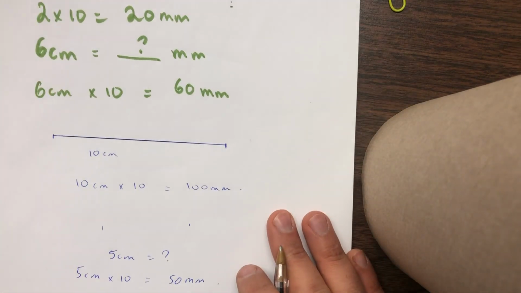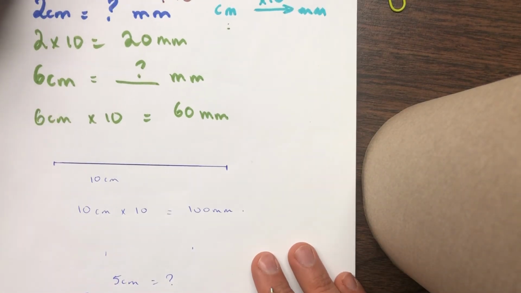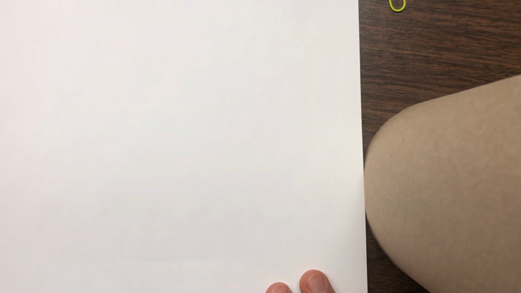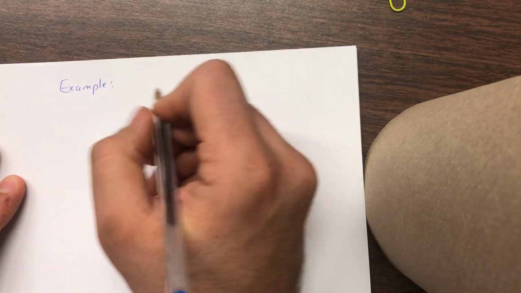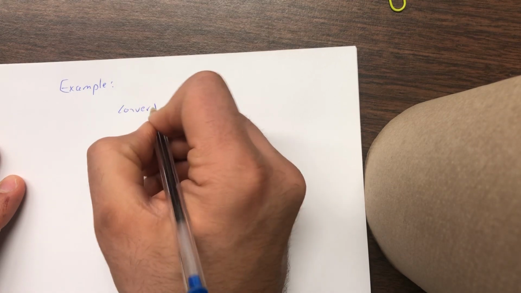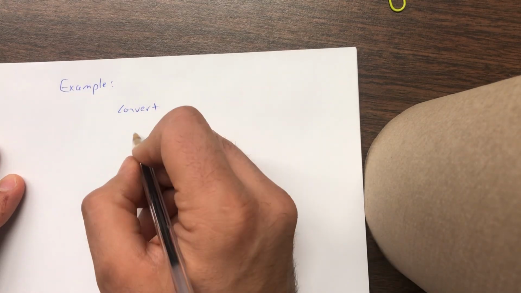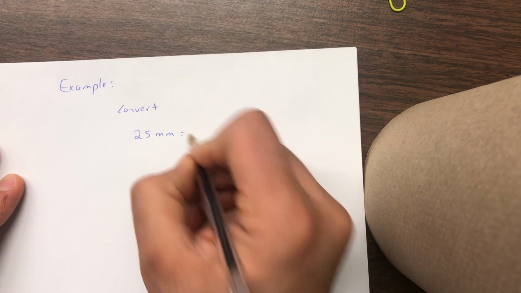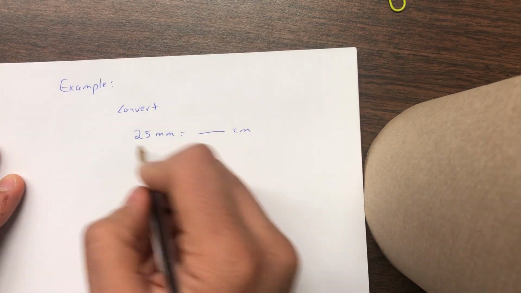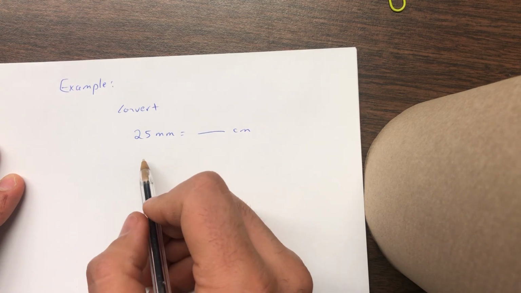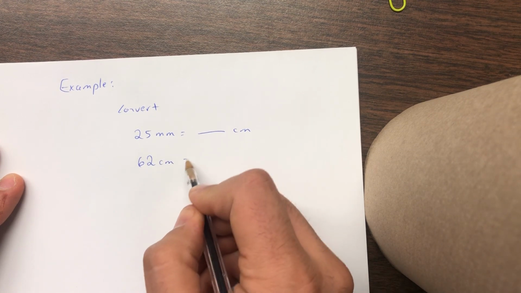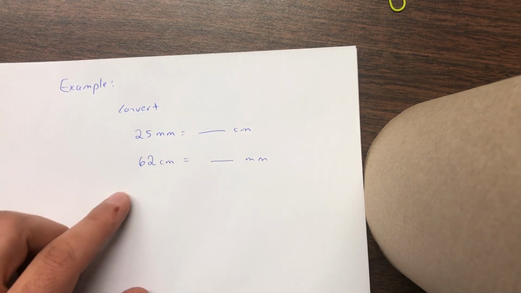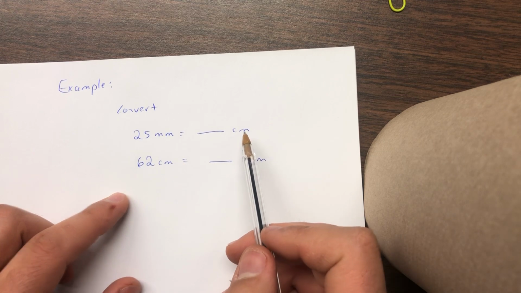I could give several examples now, because that's another question that I could ask you: convert from millimeters to centimeters and the other way around. So example right here, the question is convert 25 millimeters to centimeters. That's one. And another example, I could do 62 centimeters to millimeters.